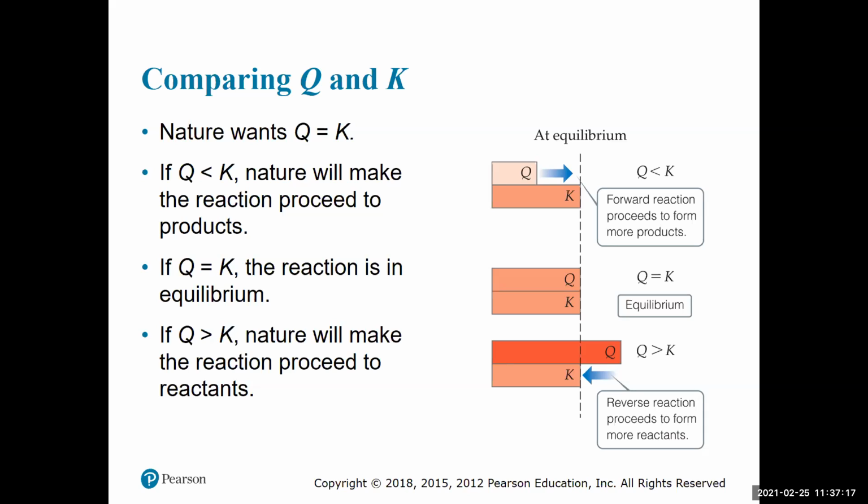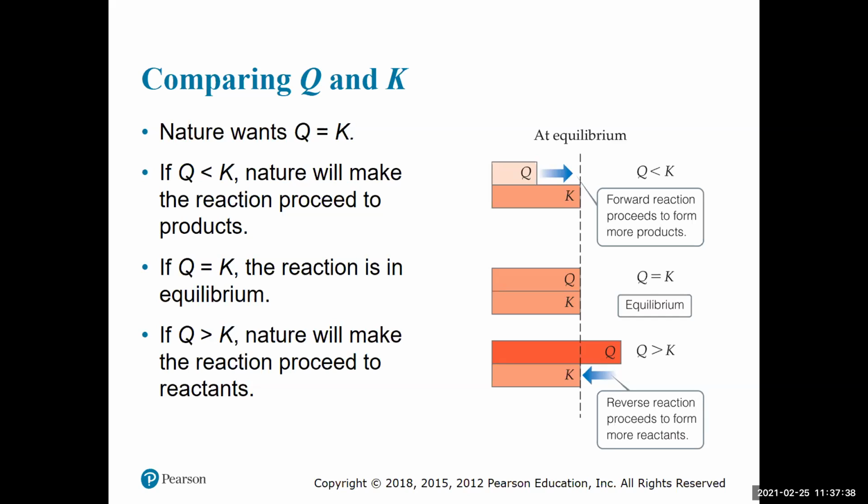Once again, if Q and K are equal, that's equilibrium. And then finally, if Q is a lot bigger than K, that means the reactant part is too small, that's the denominator. The numerator, the products, is too big. So that reaction is going to want to go back towards the reactants.